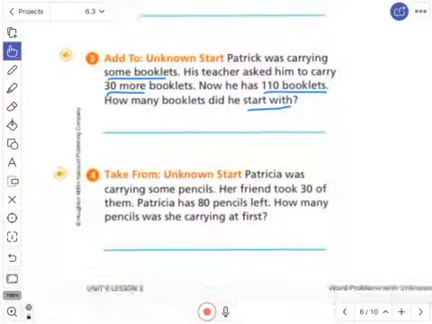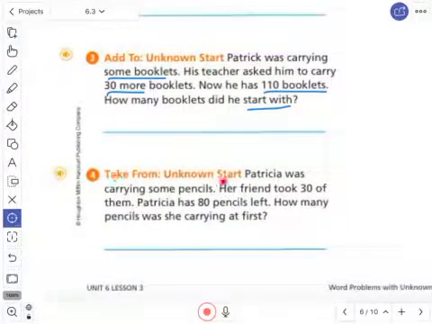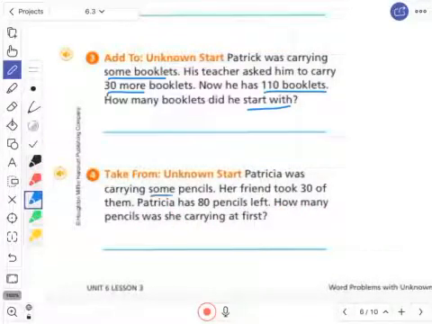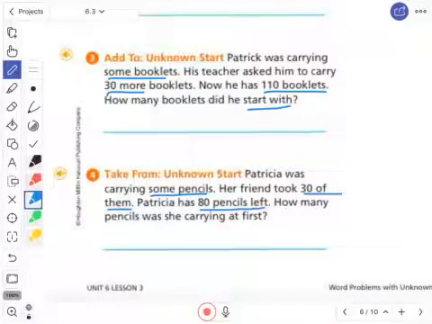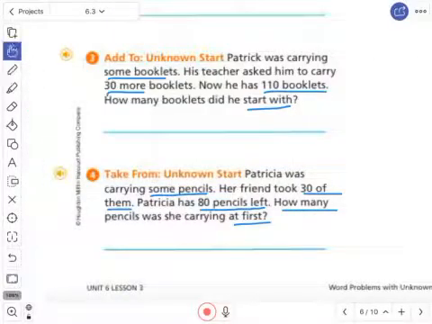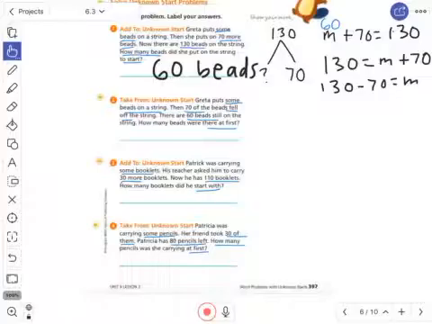Okay. Then number 4, take from unknown start. Patricia was carrying some pencils. Her friend took 30 of them. Patricia has 80 pencils left. How many was she carrying at first? Okay, well, she was carrying some pencils. Her friend took 30 of them. Now she has 80 left. How many were there at first? Okay, so I want you to think about those 3 problems, and you can come back to the next video to check.